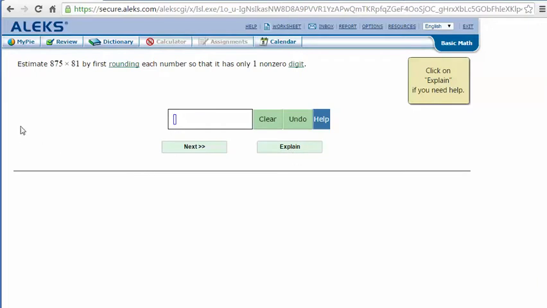Here's an example problem. Estimate 875 times 81 by first rounding each number so that it has only one non-zero digit. Let's click Explain.